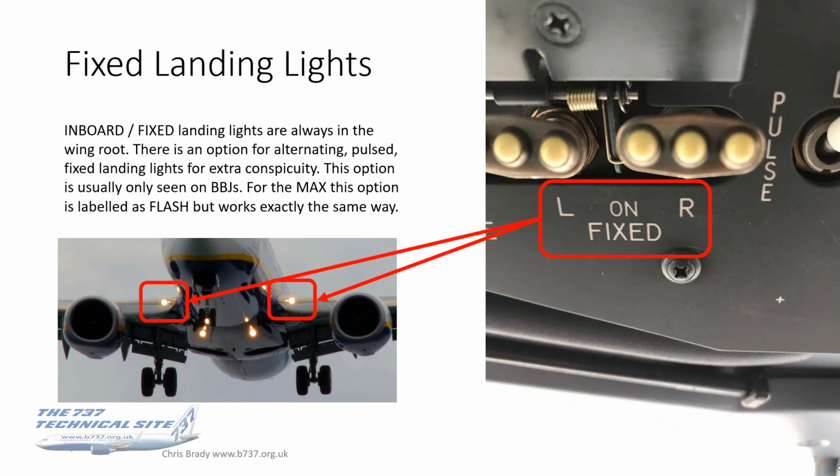So, starting with the fixed landing lights, or inboard landing lights as they were known, they're always in the wing root. There is an option for alternating pulsed fixed landing lights for extra conspicuity. As you can see on this photo here, it's labelled up as pulse, usually only seen as an option on the BBJs. On the Max, they've relabeled it as flash rather than pulse, but it works in exactly the same way. This is more in the realms of biz jets, which is why I guess the BBJs have it.